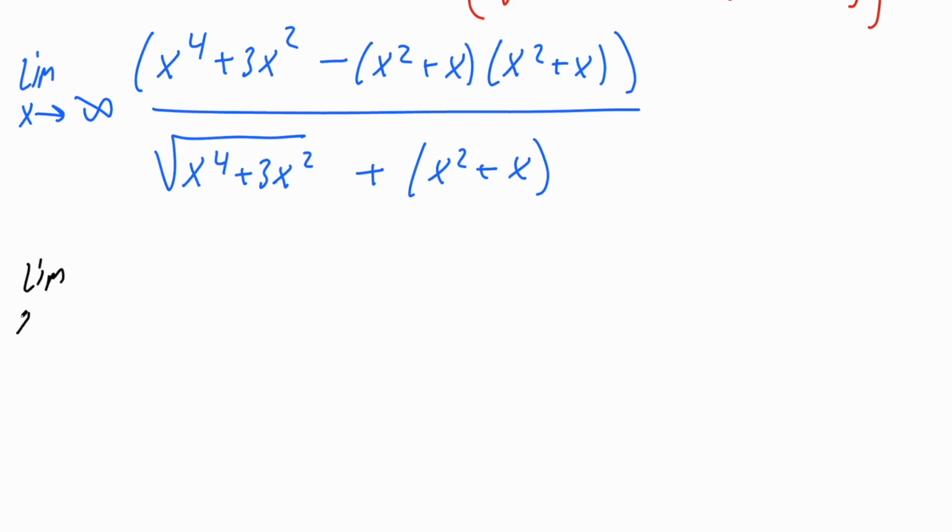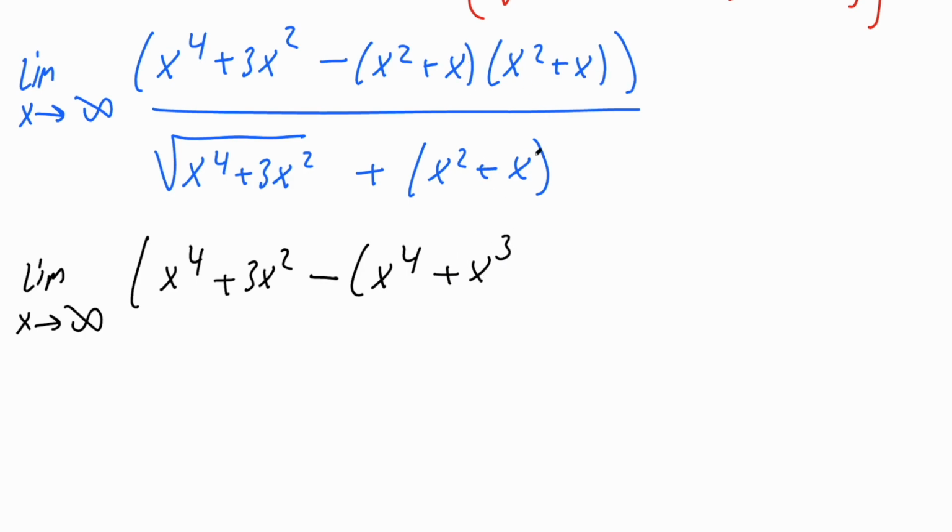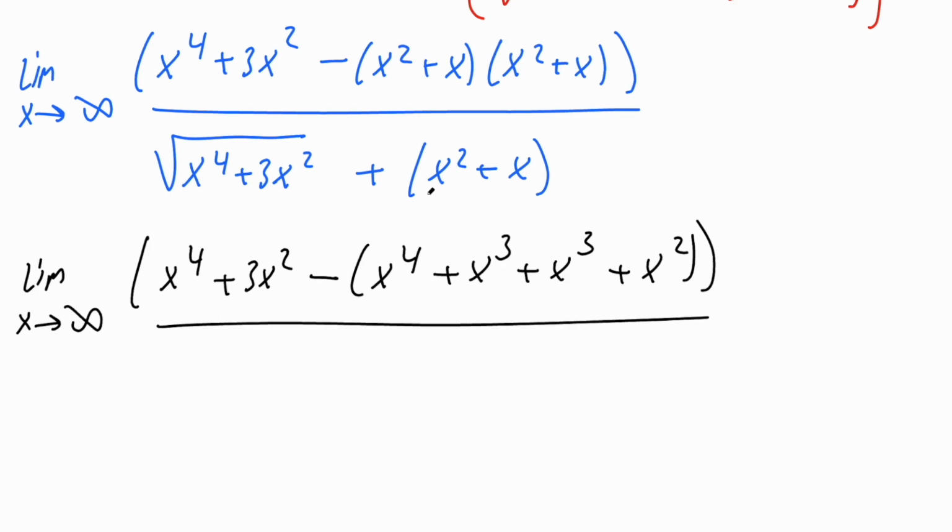Next, we can kind of expand it out. So we have the limit as x approaches infinity. So the top, we're still going to keep x raised to 4 plus 3x squared. Then we got to expand this piece out. I'm going to keep the negative. I'll put a parentheses, and I'll expand these two things. So x squared times x squared is x raised to 4. X squared times x is going to give us x cubed. X times x squared gives you x cubed again. X times x is x squared. Close parentheses, divided by our denominator stays the same.